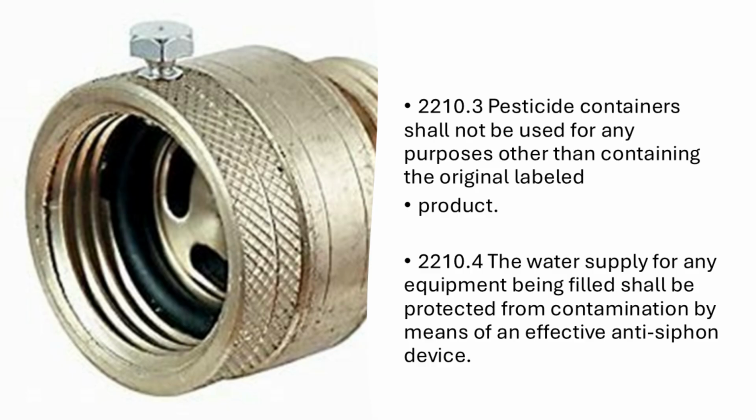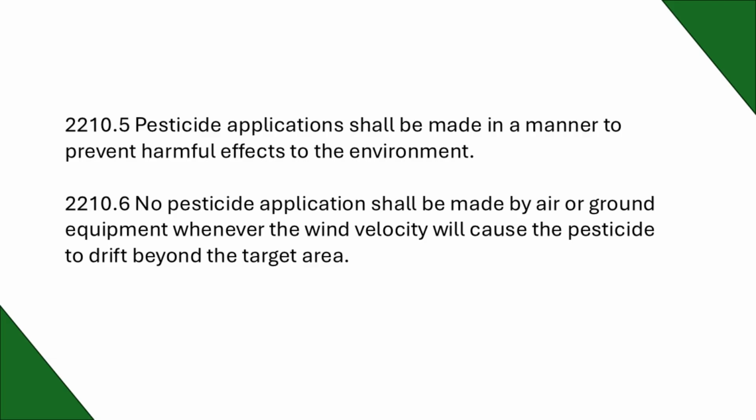2210.4. The water supply for any equipment being filled shall be protected from contamination by means of an effective anti-siphon device. 2210.5. Pesticide applications shall be made in a manner to prevent harmful effects to the environment. 2210.6. No pesticide application shall be made by air or ground equipment whenever the wind velocity will cause the pesticide to drift beyond the target area.